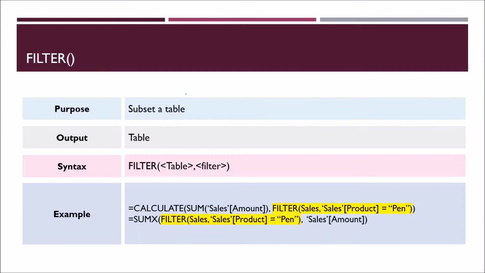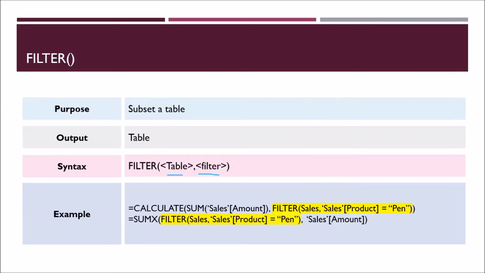In this video, I will be talking about the FILTER function which is available in DAX. As far as the purpose of this function is concerned, it is used to subset a table, and as a result, the output is also a table. Now if I look at the syntax for this function, first I have to mention my table name and the second argument is the filtering condition.